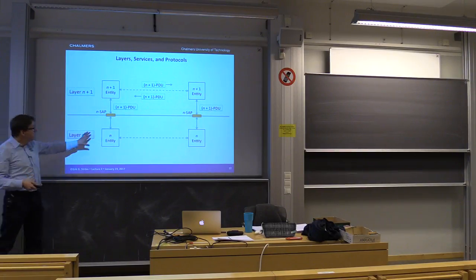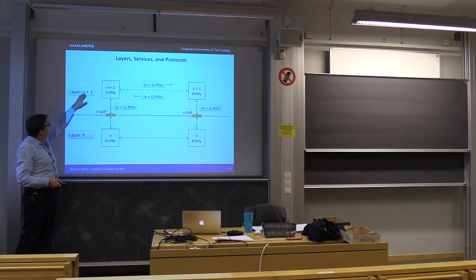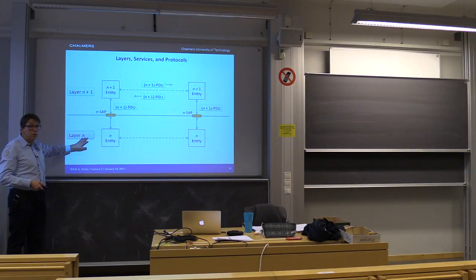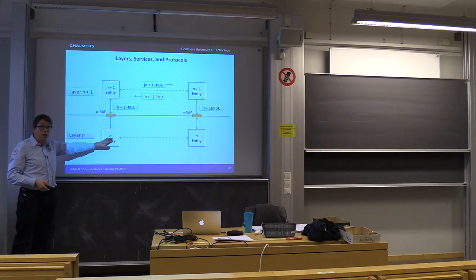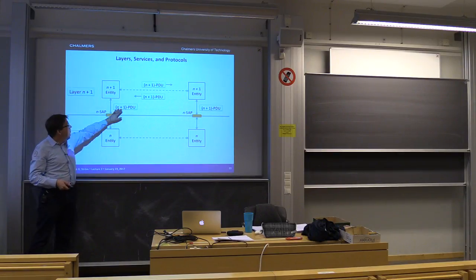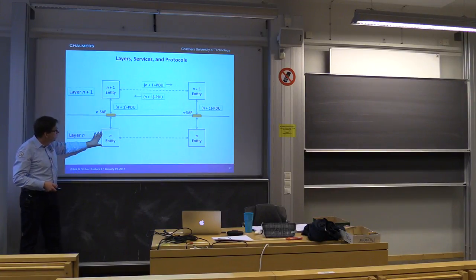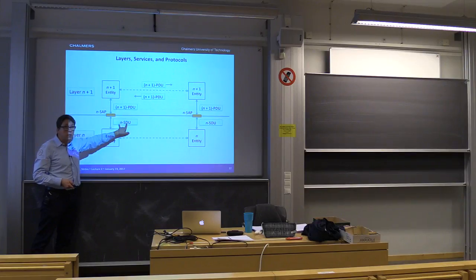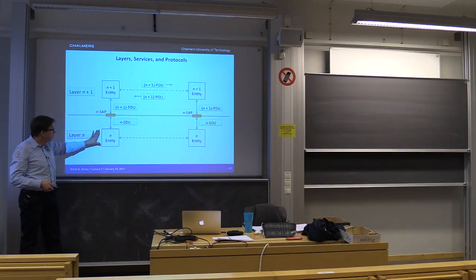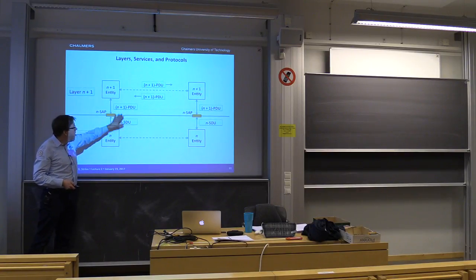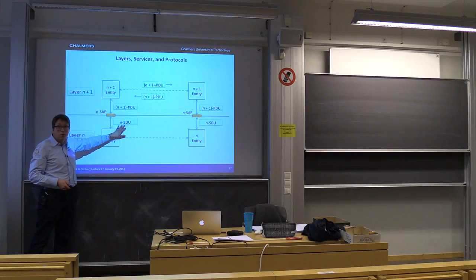So the layer below it has an entity, and now we went from n+1 to n. So this is a layer n entity, and it receives some information from the layer above it. That information, from a layer n perspective, is a service data unit. This is the data that belongs to the service that I would like to provide to the layer above it. So for this entity, this data is now called the service data unit.